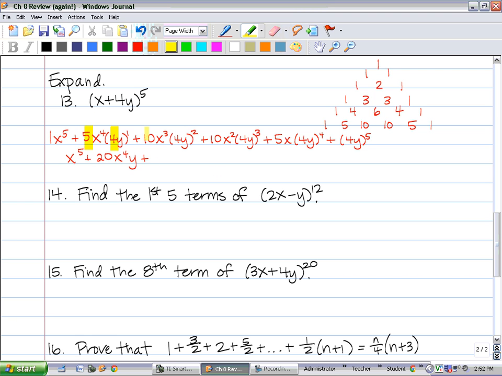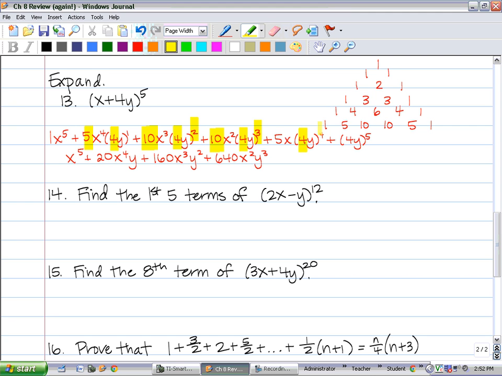Plus, third term, 10, now multiplied with 4 squared. 4 squared is 16. 16 times 10 is 160. X to the third, y squared. Plus, next one, 10 times 4 cubed. 4 cubed is 64. 64 times 10 is 640. X squared, y to the third.